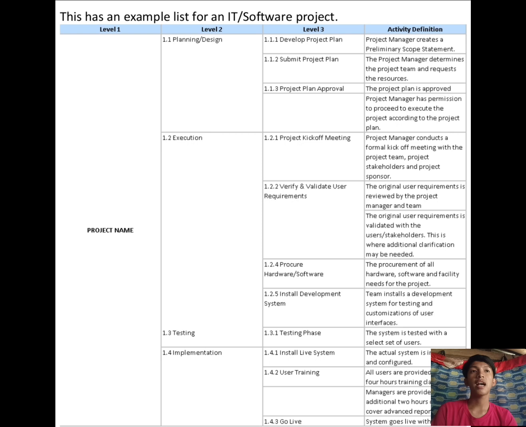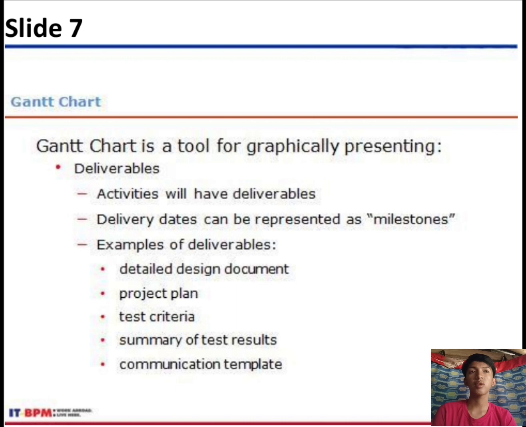So this has an example list for an IT or software project. Levels 1 to 3 were identified during the formulation of the WBS. Level 3 or work packages are often broken down into smaller activities. And for number 7, Gantt chart is a tool for graphically presenting deliverables. Activities will have deliverables. Delivery dates can be represented as milestones.